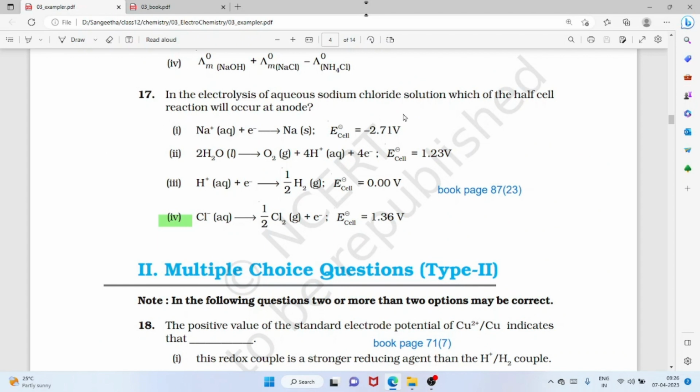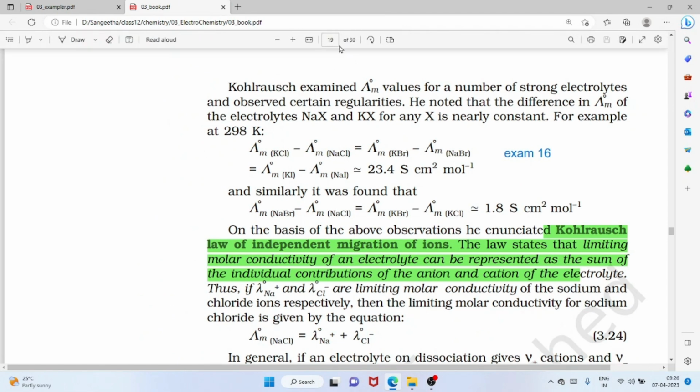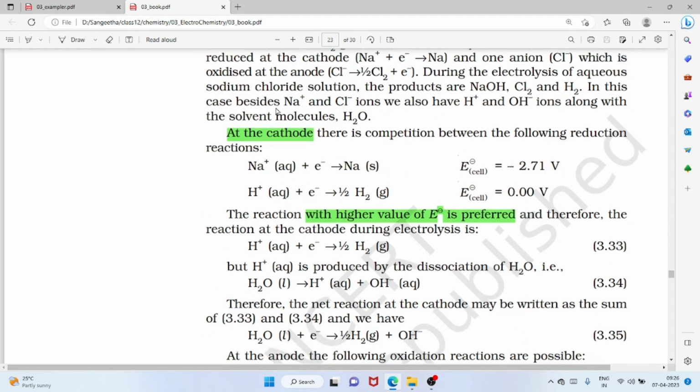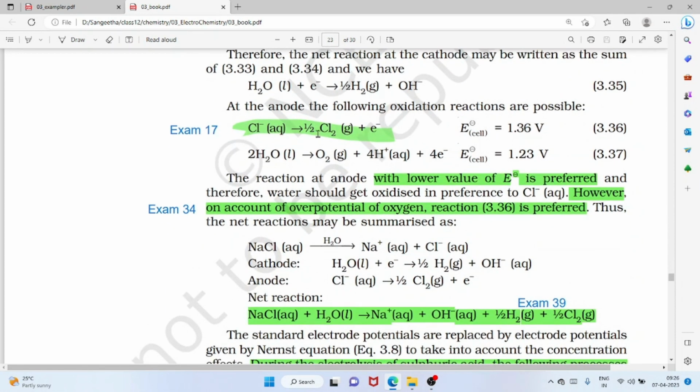In the electrolysis of sodium chloride solution, which reaction operates at the anode? This is given in question 23. This is at the cathode and this is at the anode. This is taking place on account of the overpotential of hydrogen. This won't take place; only this takes place.